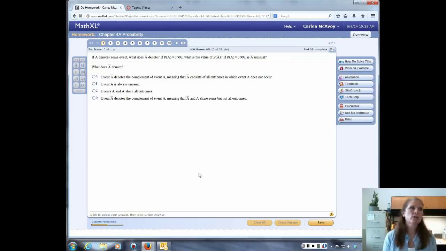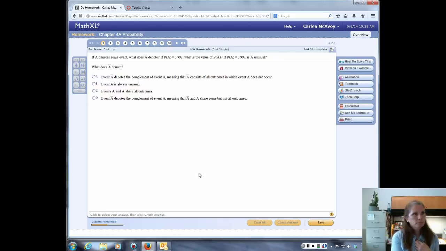Question number 1 here: if A denotes some event, what does A with the little bar above it mean, which is A prime, or the complement of A? So what does it mean? It means everything that's not A. So if you had a group of people and you looked at people between the ages of 12 and 18, and then you said everybody else is the complement of A, it's everybody who's not between 12 and 18, then you have the rest of the group.